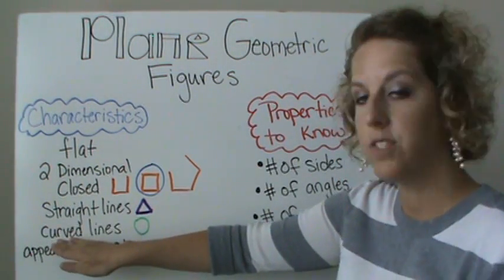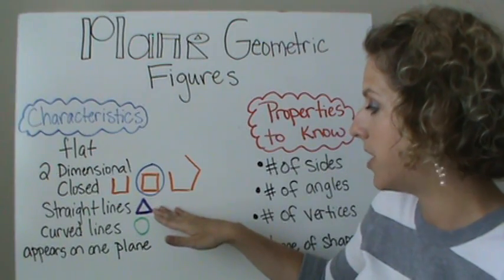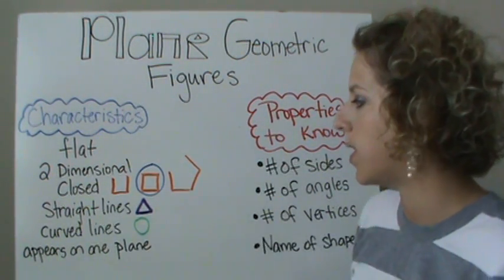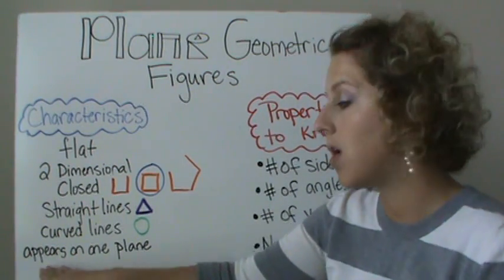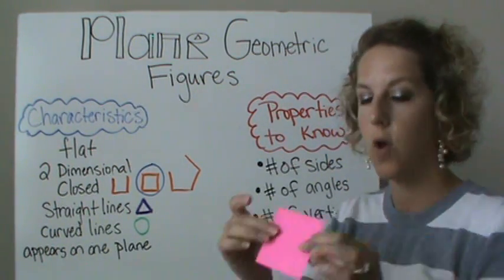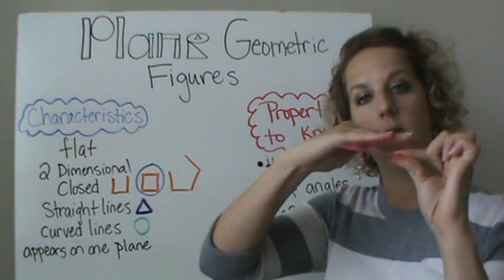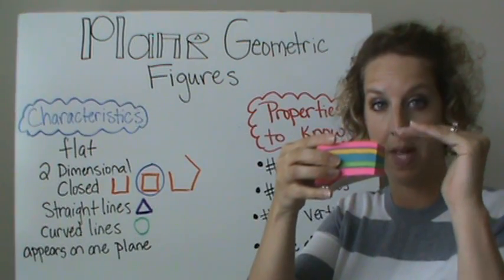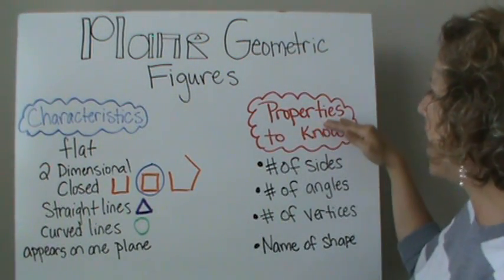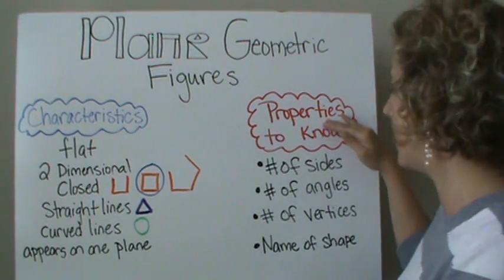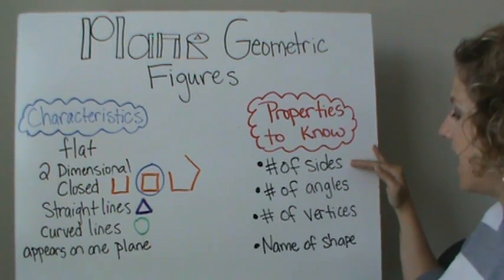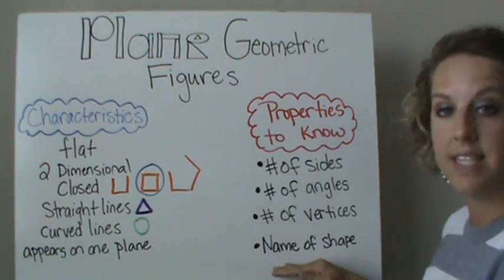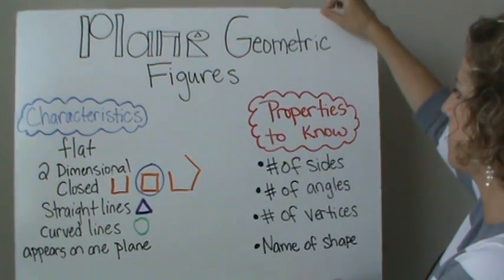These can have straight lines or curved lines. If we look at a triangle, it has straight lines, a circle has curved lines, or it can have both. And it has to appear on one plane. Going back to the post-it, it has to appear on one plane as opposed to appearing on multiple planes. The properties we're going to want to know for these plane figures: we want to know the number of sides, the number of angles, vertices, and that will tell us the name of the shape.